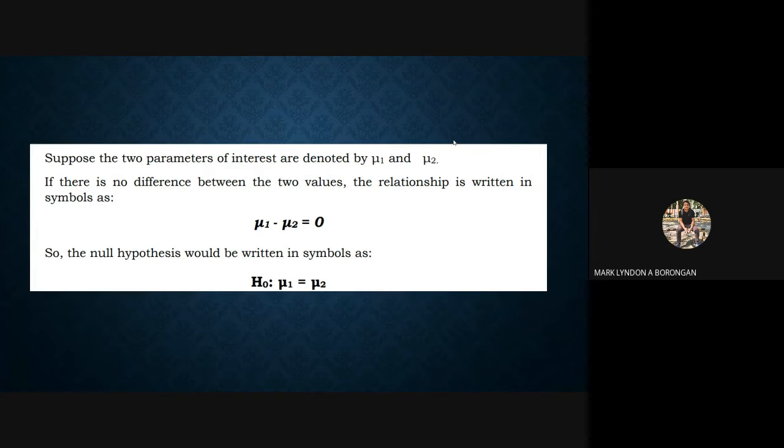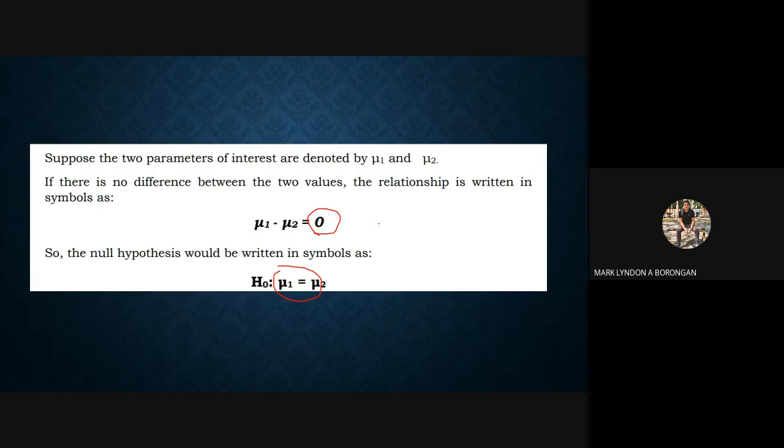So we suppose the two parameters of interest are denoted by mu sub 1 and mu sub 2. So if there is no difference between the two values, the relationship is written in symbols as mu sub 1 minus mu sub 2 is equal to 0. So even if we don't know the values for mu sub 1 or mu sub 2, since gi-indicate man sa null hypothesis nga 0 ang difference, that would mean that mu sub 1 and mu sub 2 are equal. Because if imo siyang i-subtract and they are equal, that will yield you to 0.